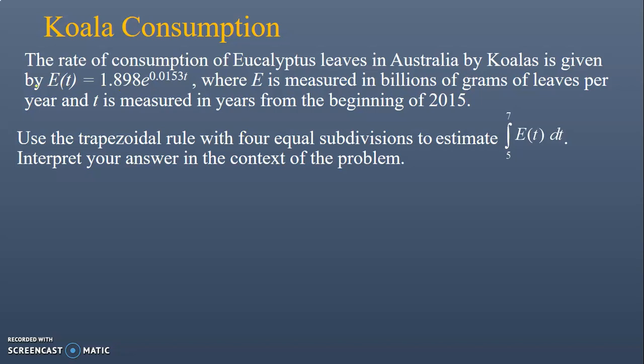So this last one has to do with koalas eating some eucalyptus leaves. The rate of consumption of eucalyptus leaves in Australia by koalas is given by E of t is equal to 1.898 times e to the power of 0.0153 t, where E is measured in billions of grams of leaves per year, and t is measured in years from the beginning of 2015. Use the trapezoid rule with 4 equal subdivisions to estimate the integral from 5 to 7 of E of t dt. Interpret your answer in the context of the problem. So we're definitely going to be using our calculator for this one.